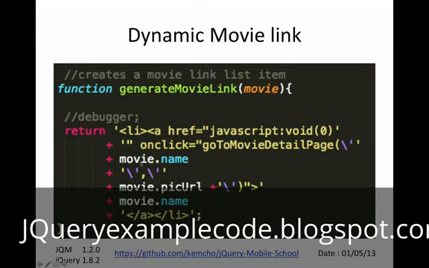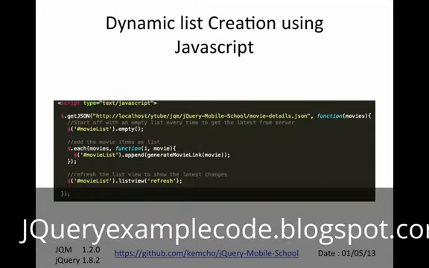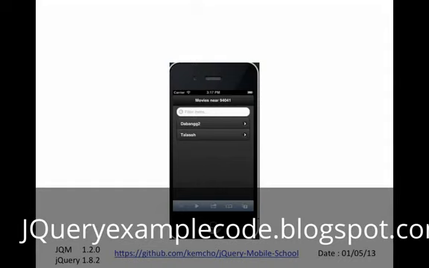So we pass in the movie name and the picture URL, and then we create this list. That's how this list view is going to be created. The output would look like this. Since we only had 2 movie objects in our JSON file, we have 2 items here.